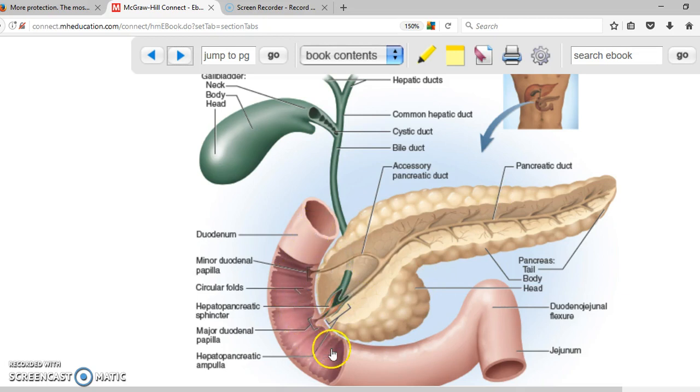This is your small intestine. The first part of the small intestine is the duodenum. So this one right here is the duodenum. You have to remember these anatomical structures and the position that they have. The pancreas has this main pancreatic duct as well as this accessory duct right here.